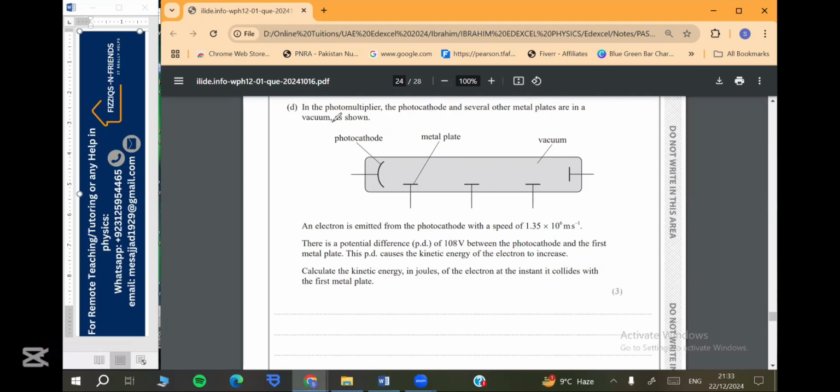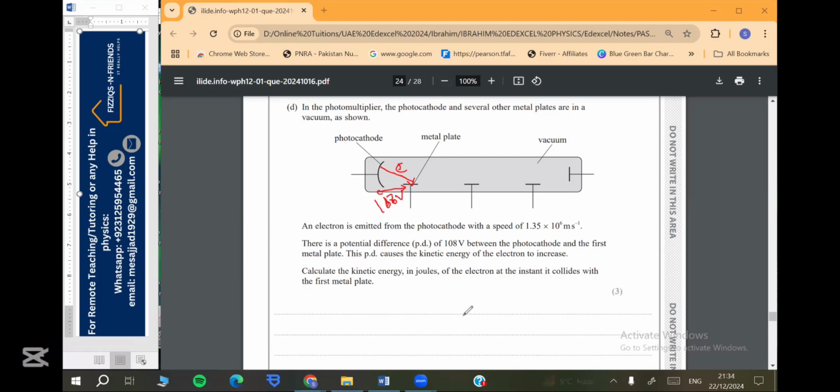So in the photomultiplier, the photocathode and several other metal plates are in vacuum as shown. So this is the arrangement or construction of a photomultiplier tube. An electron is emitted from the photocathode. So this electron is coming from the photocathode and hitting here, and it has a speed of 1.35 into 10 to the power 6. There is a potential difference of 108 volts between the photocathode and the first metal plate.